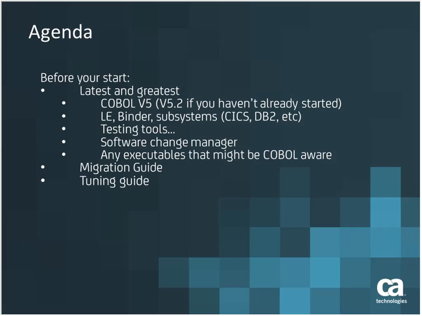Okay, suggestions and best practices. Before you start your migration, the biggest thing you're going to want to do is get up to speed on maintenance. Install the latest and greatest COBOL compiler, and get up to speed on LE, the binder, and any subsystems that you may be running COBOL under, like CICS or DB2. Upgrade your testing tools to the latest and greatest versions of maintenance, whether it's IBM, CA, or any other vendor's tools. They're going to have maintenance that you're going to be required to apply in order to support the latest versions of the compiler. So make sure you're up to date on maintenance on those.